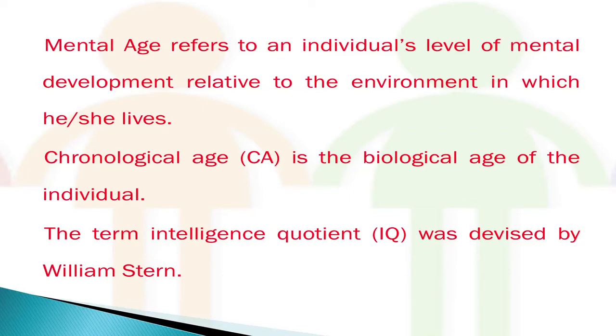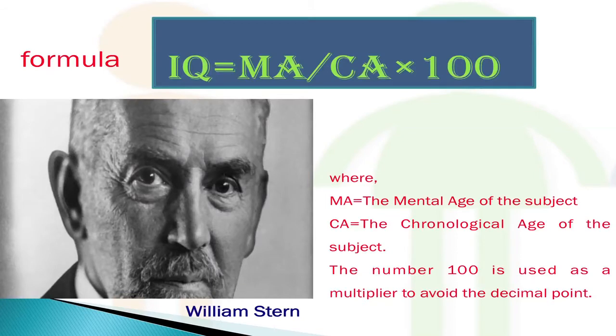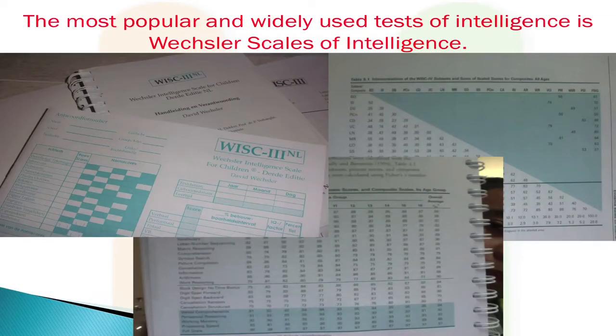The term intelligence quotient, that is IQ, was devised by William Stern. The formula is IQ is equal to MA by CA into 100, where MA stands for the mental age of the subject, CA stands for the chronological age of the subject. The number 100 is used as a multiplier to avoid the decimal point. One of the most popular and widely used tests of intelligence is the Wechsler scale of intelligence.